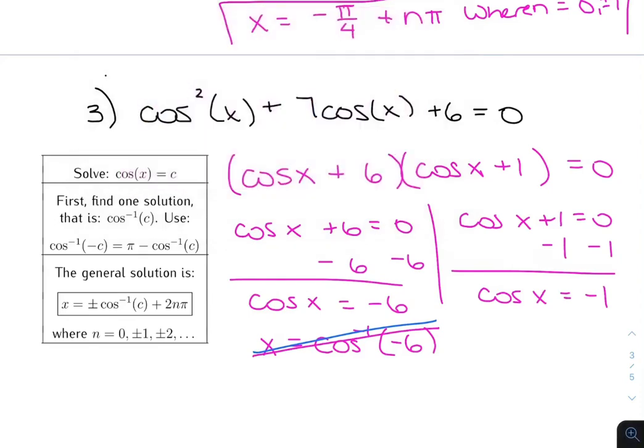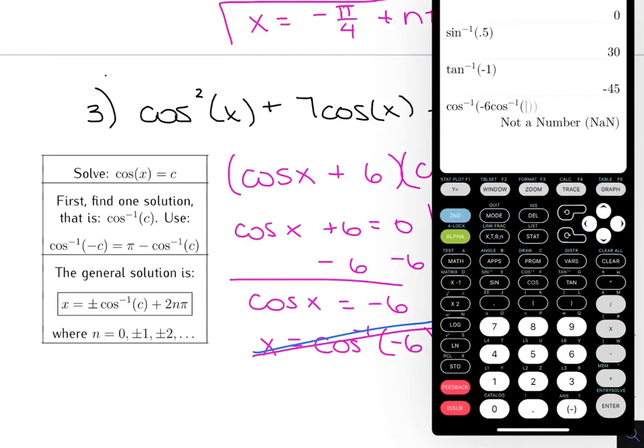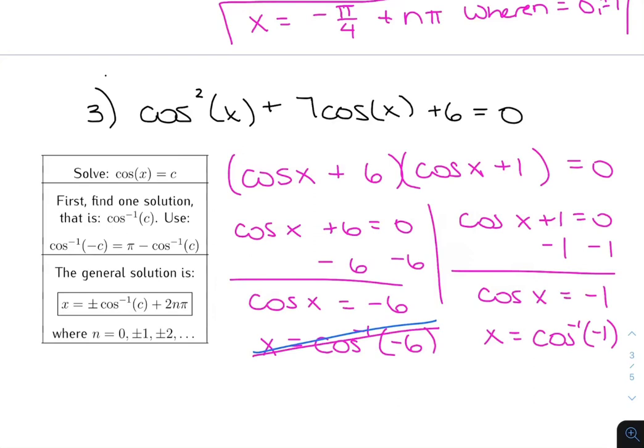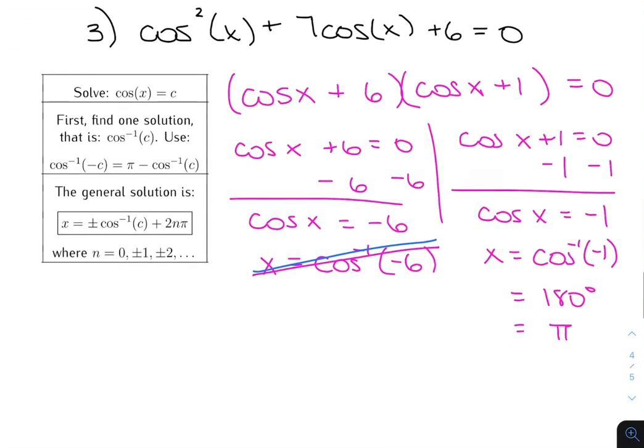Now let's test out our x value for negative 1. To solve for x, we're going to do cosine inverse of negative 1. If we plug that into our calculator, we hit cosine inverse of negative 1, and we get 180 degrees. Remember that in radians, that's just pi. So our general solution would be pi plus or minus pi plus 2n pi.